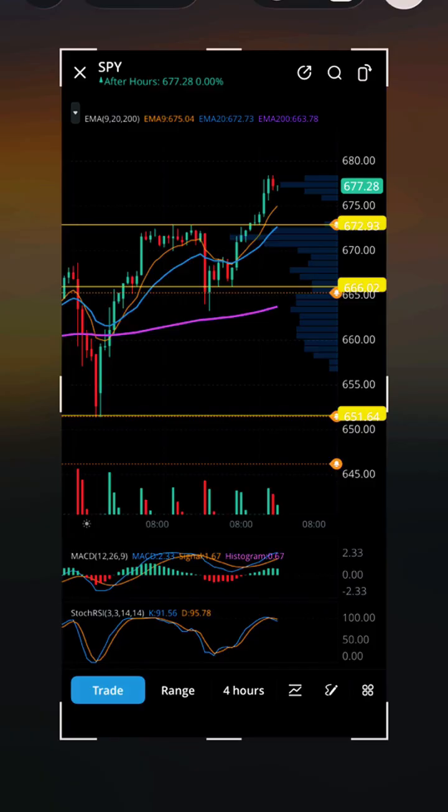Right now on this chart, all 3 EMAs are lined up bullishly. The 9 is above the 20 and both are above the 200. That's a textbook trade. Some ABC stuff.